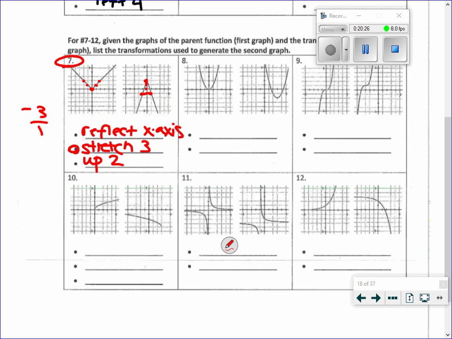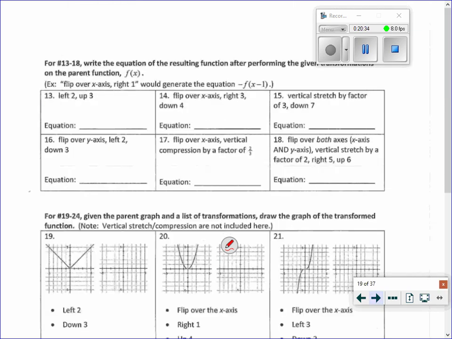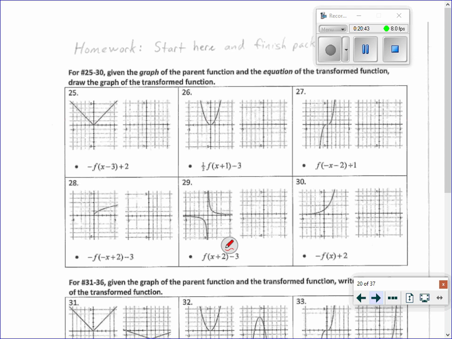Do we have any other questions from this page that you guys want to go over? Any other questions at all? Okay, so let's move to the next. Not on this page, but if you go one more over, this number 26. Let's talk about what the transformations are with number 26. What are the transformations we have? Compressed by 1/2. What else do we have? Left 1.